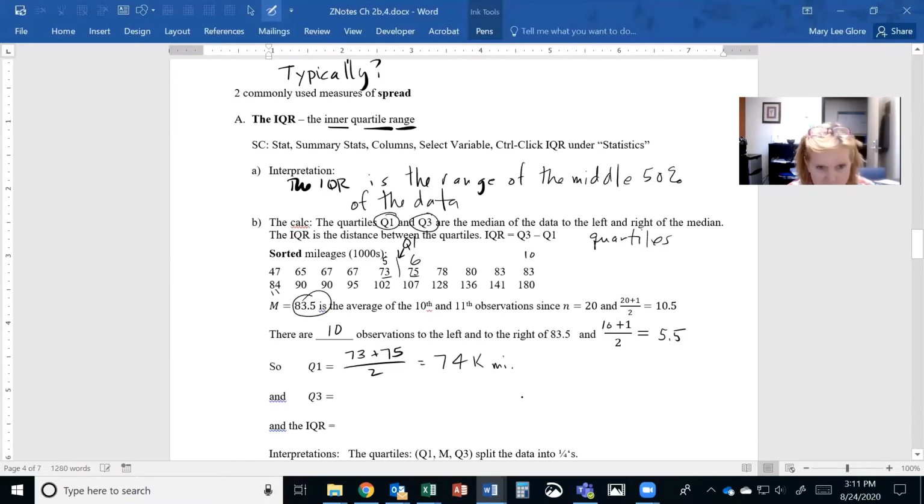The third quartile is the median of the last 10. All right, so the same thing. I'm going to count 1, 2, 3, 4, 5. So this is the 5th and 6th observation of the last 10. So halfway between 102 and 107 is the third quartile. So this is going to be 102 plus 107 over 2, which is going to be 209 over 2. So this is 104.5 thousand miles.